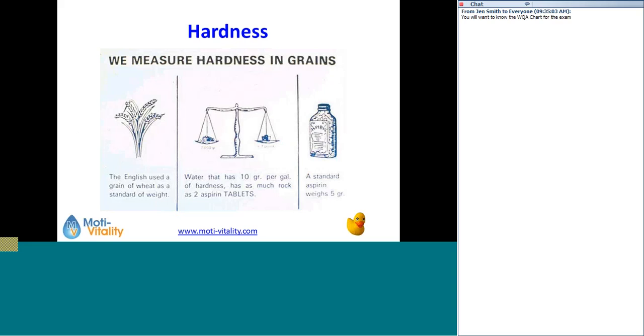The English used grains per gallon way, way back when as a standard of weight, and it came from a grain of wheat. So that's where it came from. Just to put it in perspective for you, this is a tool that I use in the home.